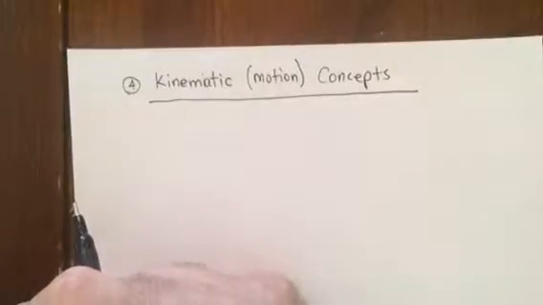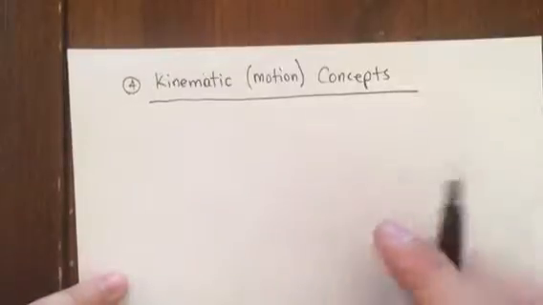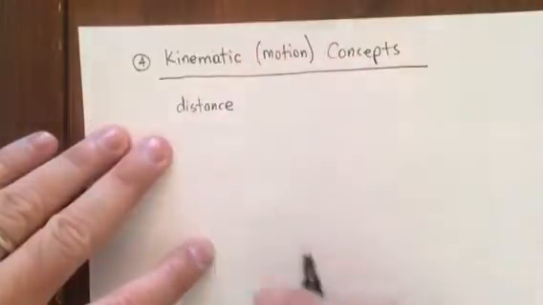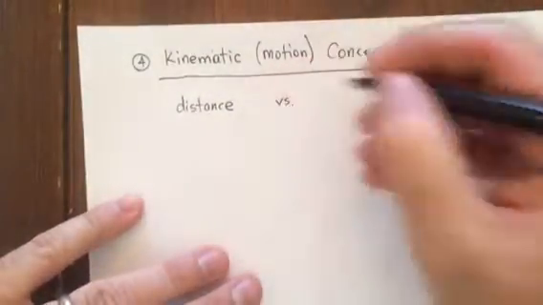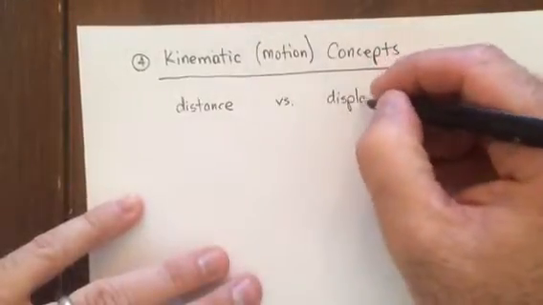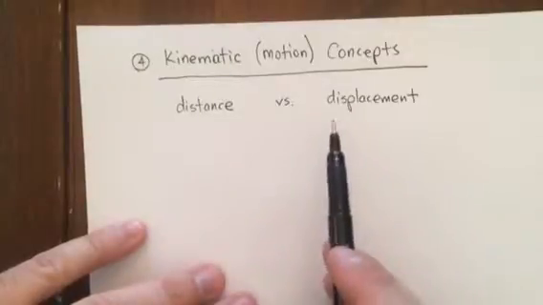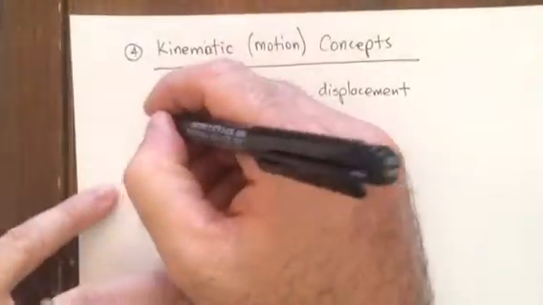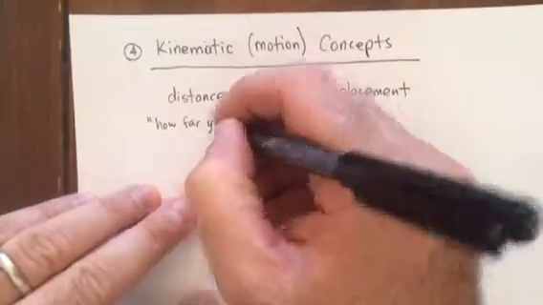Next, I want to introduce you to some of the basic kinematic concepts. Now again, kinematic is just a big fancy word for motion concepts. The first is what we're going to call distance, and I think a lot of people are familiar with this, versus what we're going to call displacement. They are different things. Now, a lot of times they can be equal, but they are not, by definition, the same thing. Distance, we can think of as how far you've traveled.